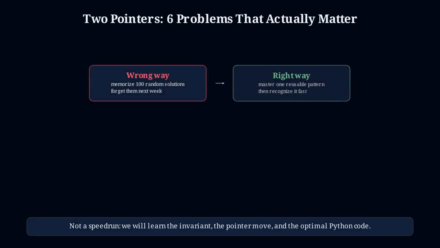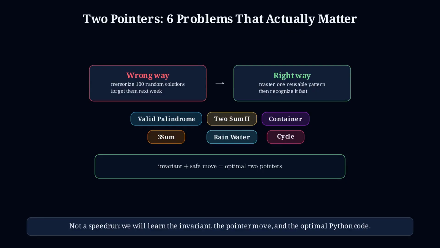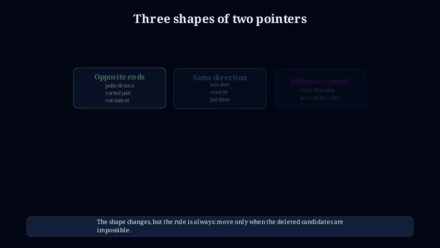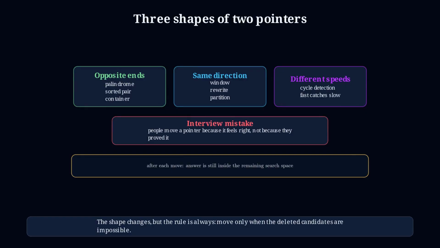Most people skip a LeetCode video when it feels like a speed run. So in this one, we will not collect random tasks. We will take one pattern, two pointers, and actually understand six concrete problems well enough to explain them in an interview. Two pointers usually means one of three shapes: opposite ends, same direction, or different speeds.